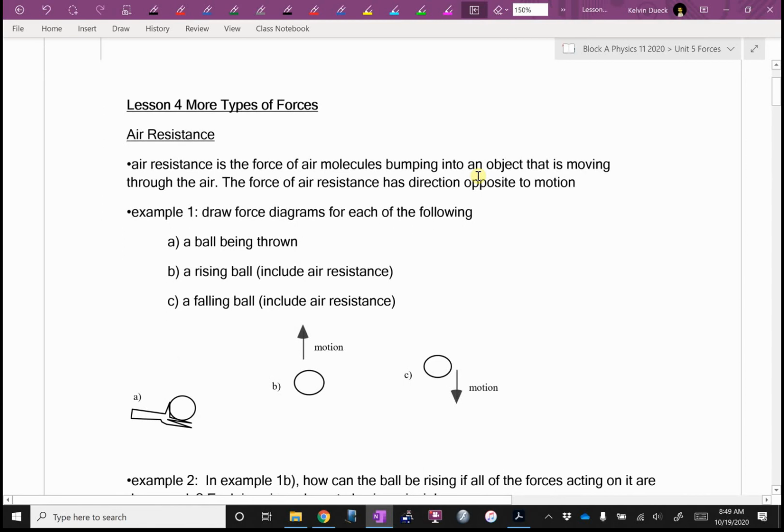Air resistance is the force of air molecules, which do have mass, bumping into an object that's moving through the air. The key idea is the force of air resistance always has a direction opposite to the motion of the object. If you're moving up, which way is air resistance? Down. If you're moving forward, which way is air resistance? Backwards. If you're moving down, which way is air resistance? Up. Okay? The real challenge with air resistance is it's a variable force.